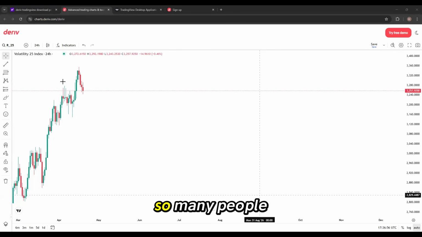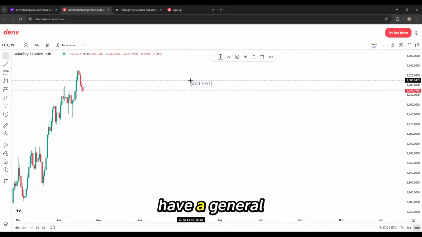Right. So many people have a general question: what is Forex trading? Basically, Forex trading, or Forex, is the global market where people buy and sell currencies or synthetics to make money from price changes. I'll repeat that again. Forex is the global market where people buy and sell currencies to make money from price changes.